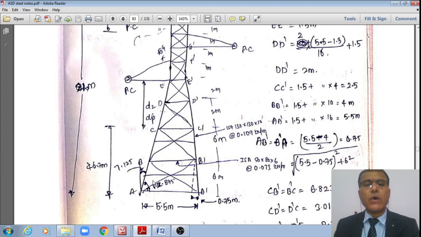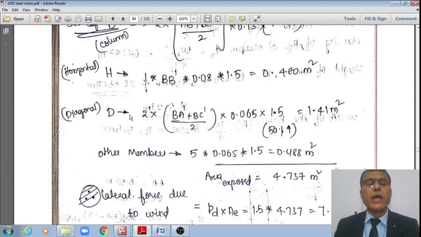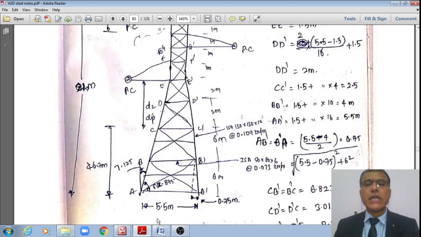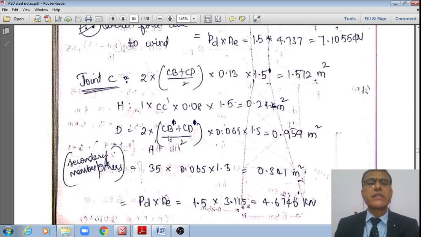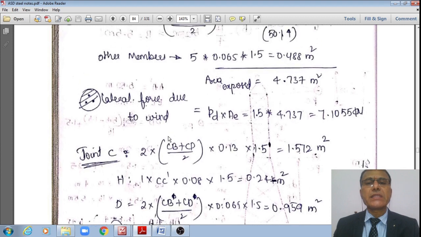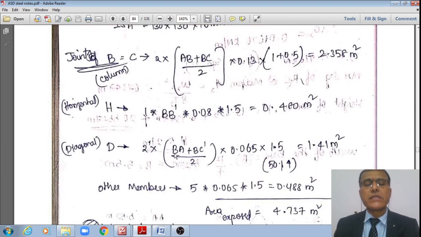Therefore for that, now I'll calculate what are those lengths. I know D for diagonals, right? There are two such, BA prime plus BC prime divided by 2. Hence, because from both the directions I do have, right? Therefore at B there are two sets of such diagonals, whose length is equal to BA prime plus BC prime divided by 2, and they are of ISA 65 by 65 by 6 mm.